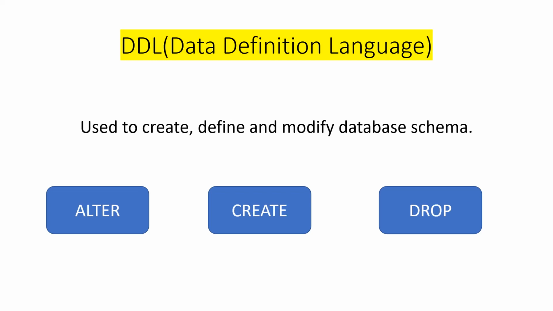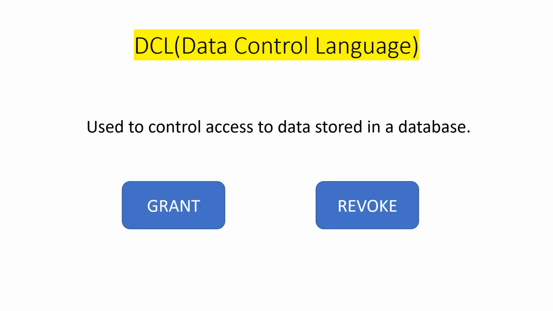DDL stands for Data Definition Language. It is used to create, define, and modify database schema. It has 3 commands: alter, create, and drop. DCL stands for Data Control Language. It is used to control access to data stored in a database. It has 2 commands: grant and revoke.